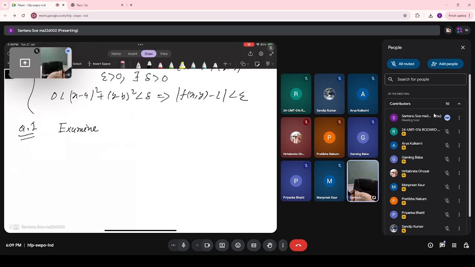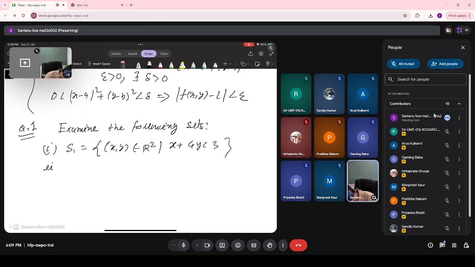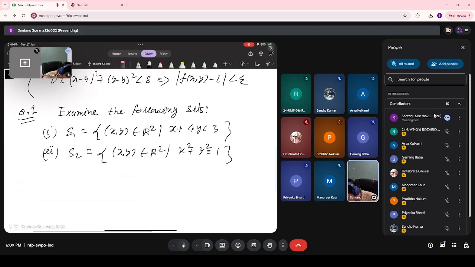Examine the following sets. So first one is S1 equals to the set of x comma y in R2 such that x plus 4y is less than 3. And the second one is S2, x comma y in R2 such that x square plus y square equals to 1. Okay. So for these two sets, we have to ask the question: which of the following sets is open and closed?